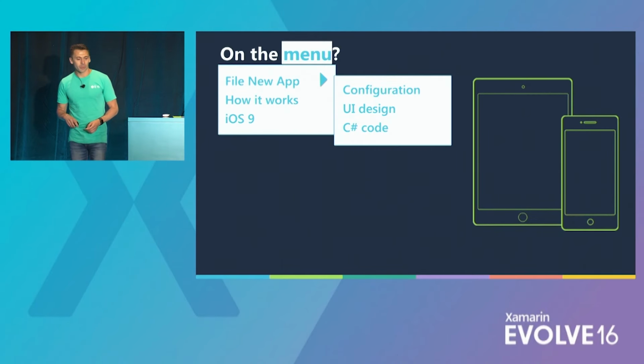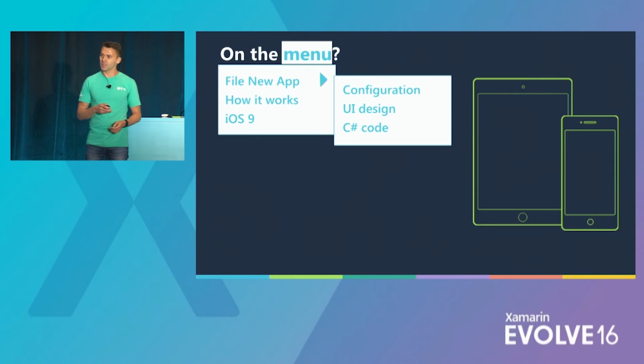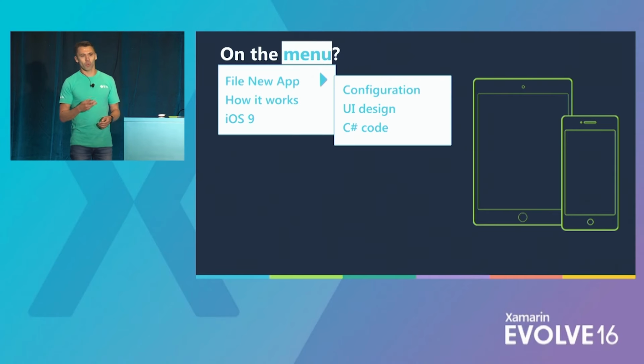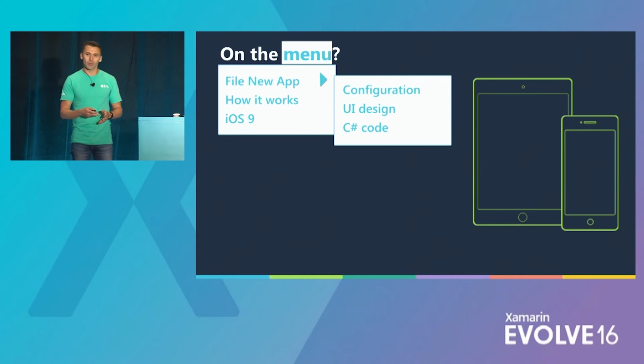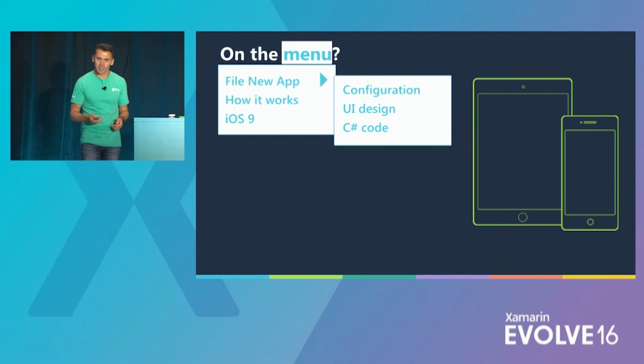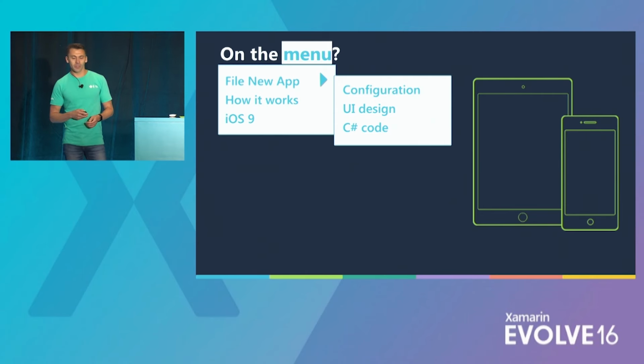Today, I'm going to do a three-part presentation. So the first course is going to be a file new app. So we can walk through, particularly for the people that haven't been into Xamarin.iOS before, exactly how to set up a project and what to find when you create a project from a template. A quick discussion on how it works in the middle. And dessert is going to be some goodies from iOS 9.